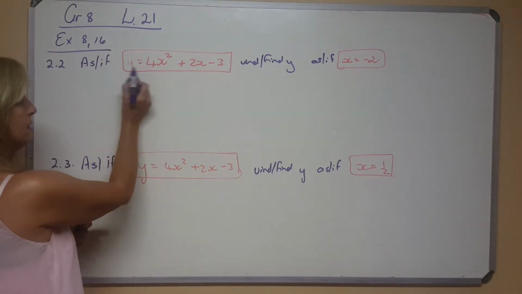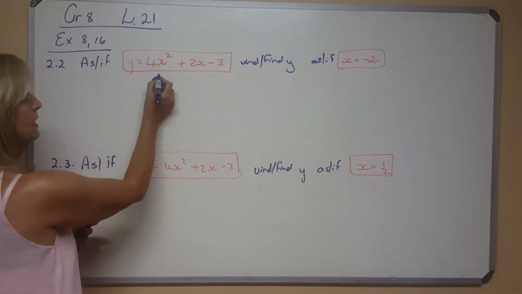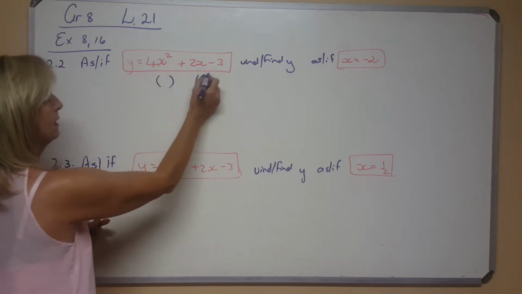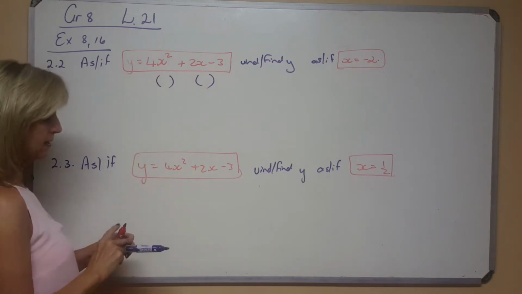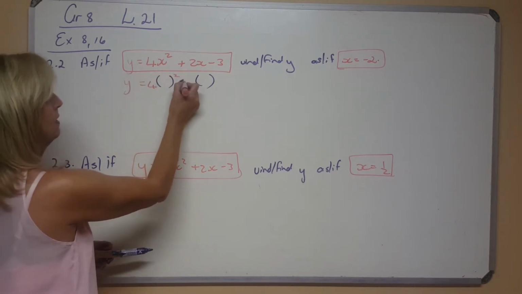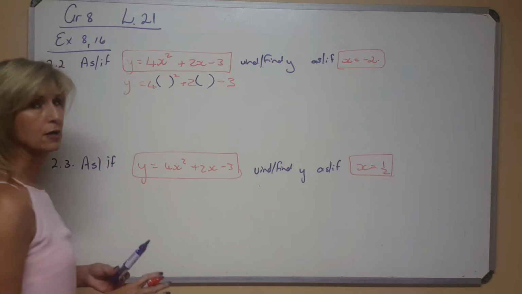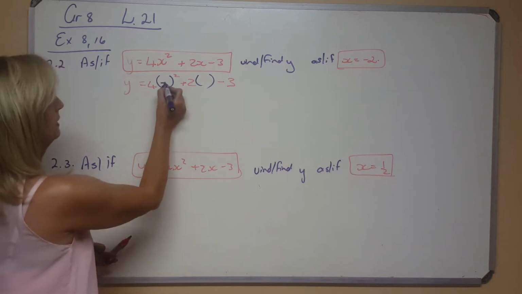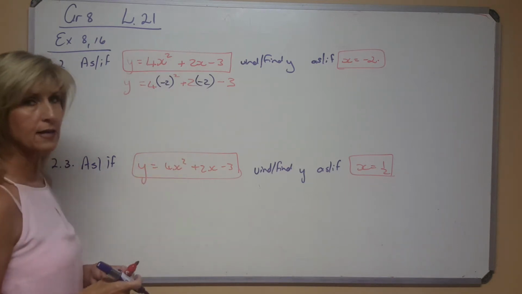So this is what I want and I have x. Wat moet jy doen? Jy moet vir x gaan vervang met 'n hakie. You must put the brackets where the x is and substitute in. So y equals 4x squared plus 2x minus 3. So in die plek van die x, minus 2. In the place of the x is the minus 2.